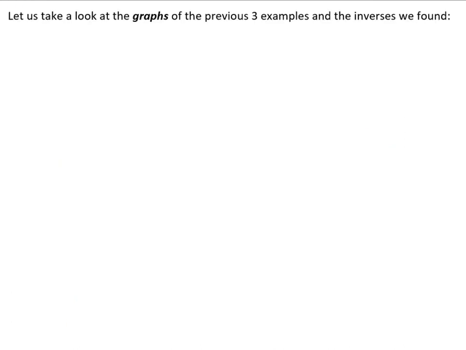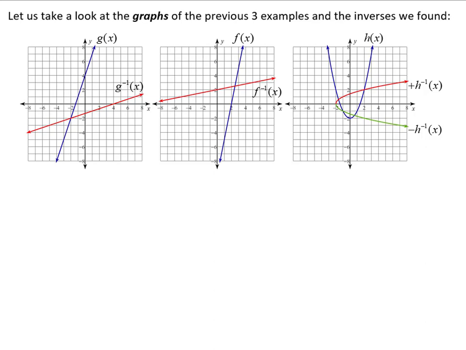Okay, so in fact, let's take a look at the graphs of the previous 3 examples and the inverses we found. So we're going to check out and see if we can see something that happens graphically. Okay, so here's a lot of information. We've got a lot of graphs going on here. But know that each one of these examples we just did, g of x, f of x, and h of x, these are the same three graphs that were on the last slide. And the original functions are all in blue, and their inverses are in red, or in this case, when I had to graph two different parts, red and green, the positive and negative case there.